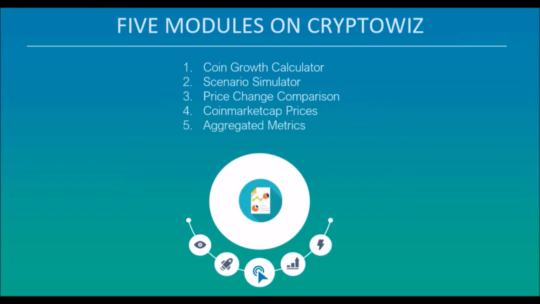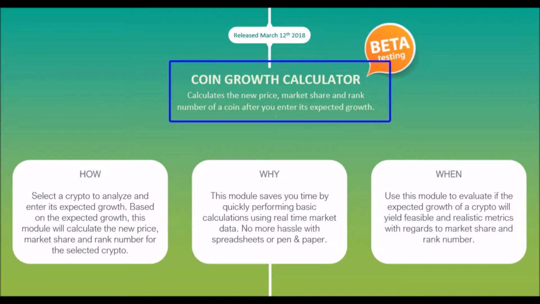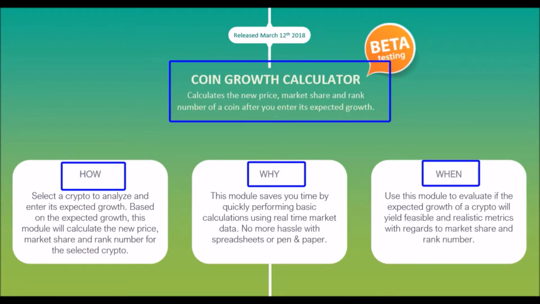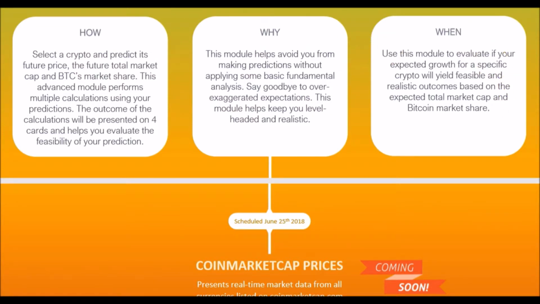Okay, so that is a very handy link, so you could just look down in the description below and click to download this PDF. You'll see, for example, that this is one of the first modules that we have already released for beta. This document will tell you how the coin growth calculator works, why you should use it, and also when you should use it. And this document does the same thing for all of the other modules that will be available on Cryptowiz. Okay, just let me scroll down a bit.